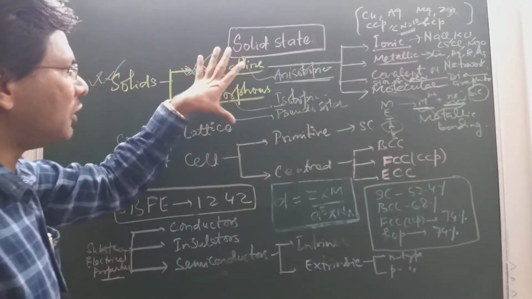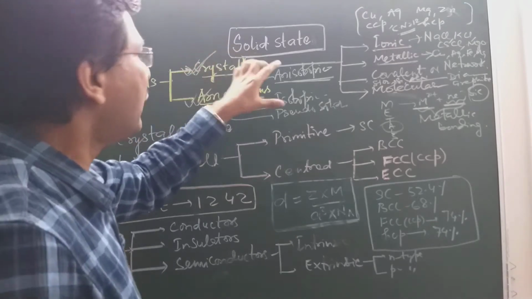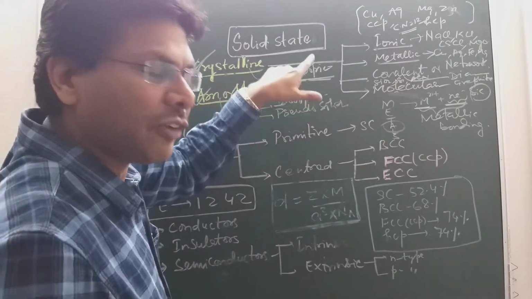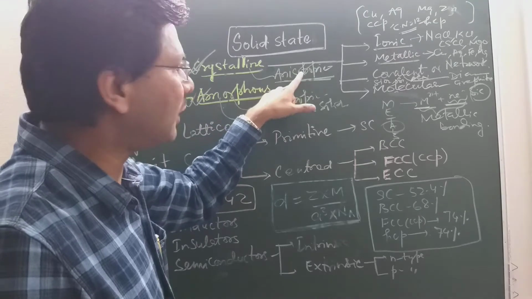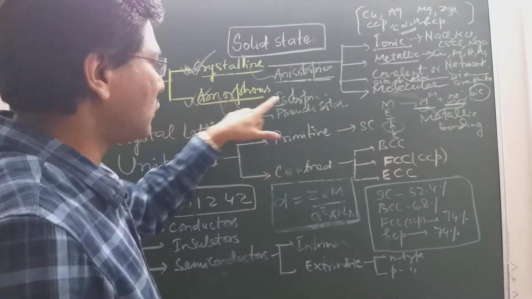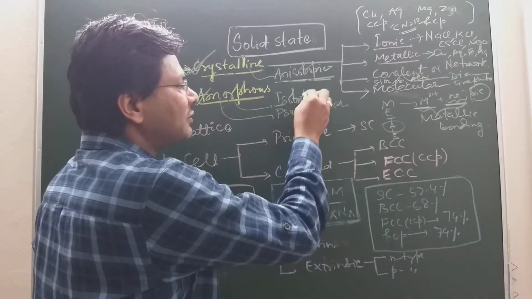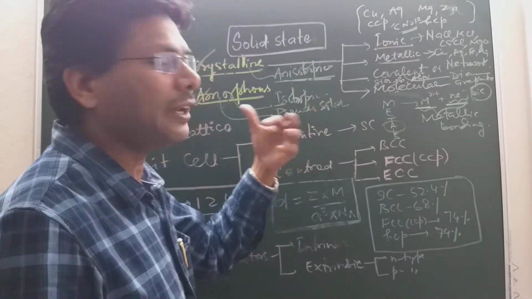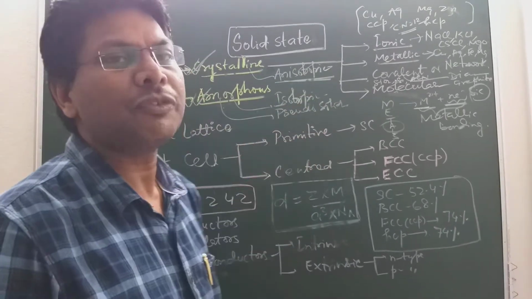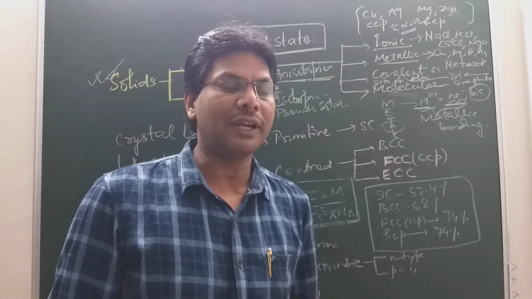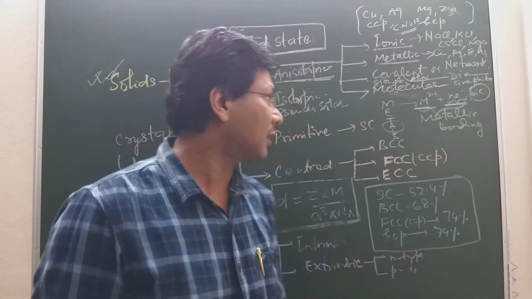So solids are basically of two types: crystalline solids and amorphous solids. Crystalline solids are anisotropic, very important. They have different physical properties in different directions. Amorphous solids are isotropic. That means they have the same physical property in different directions. The physical properties we consider here are refractive index, thermal conductivity, and electrical conductivity.